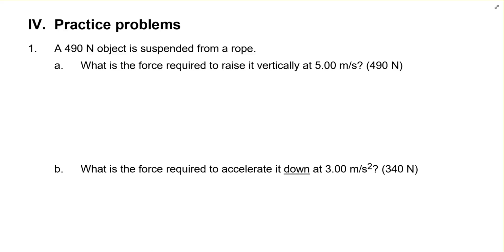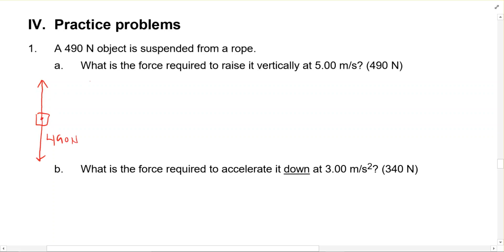Okay, practice problems. Number one, a 490 Newton object is suspended from a rope. So we got an object. It's going to be 490 newtons downward. And it's asking how much force upward is going to be required here.